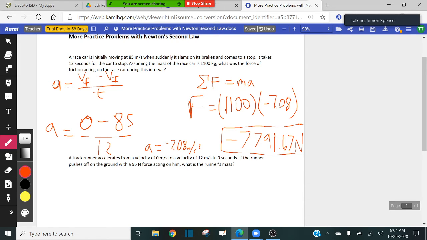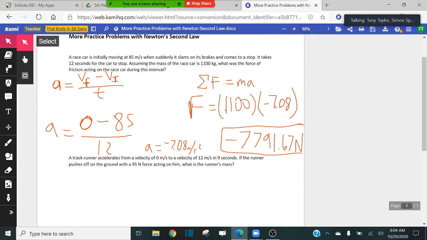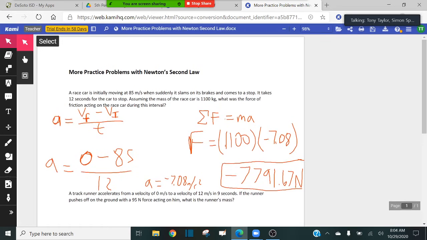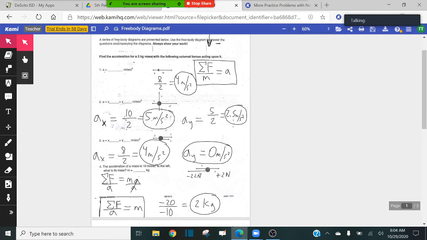Can you go back to the first few problems? I just want to see them. Yeah. You need to take a snapshot of it? Yeah. Right here.